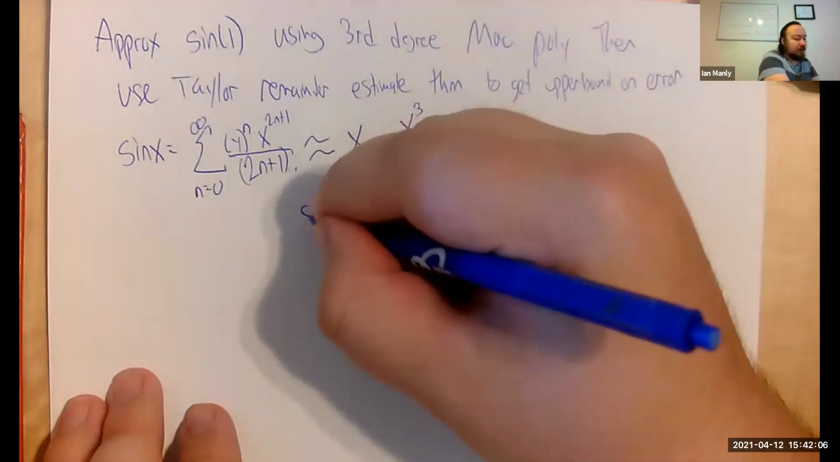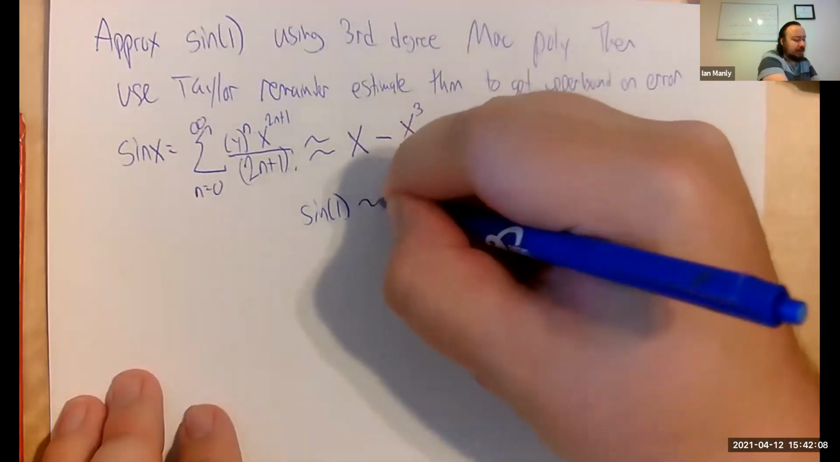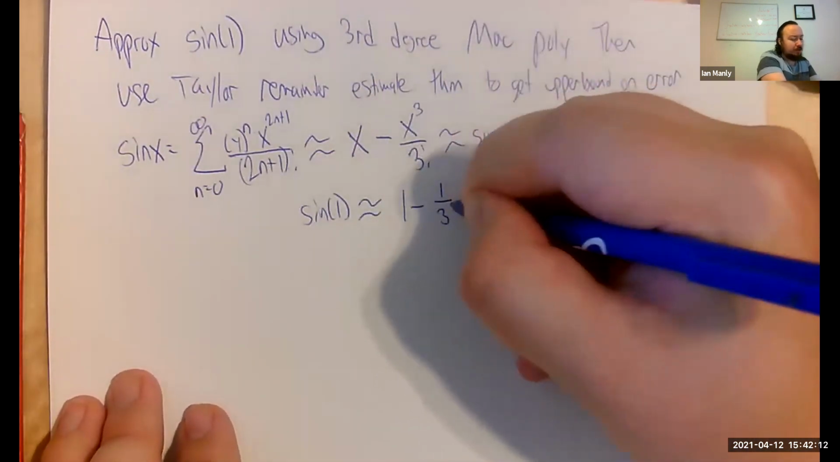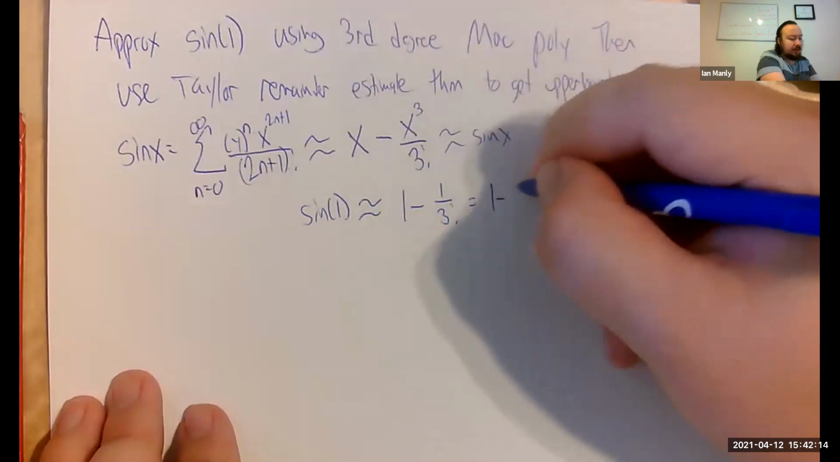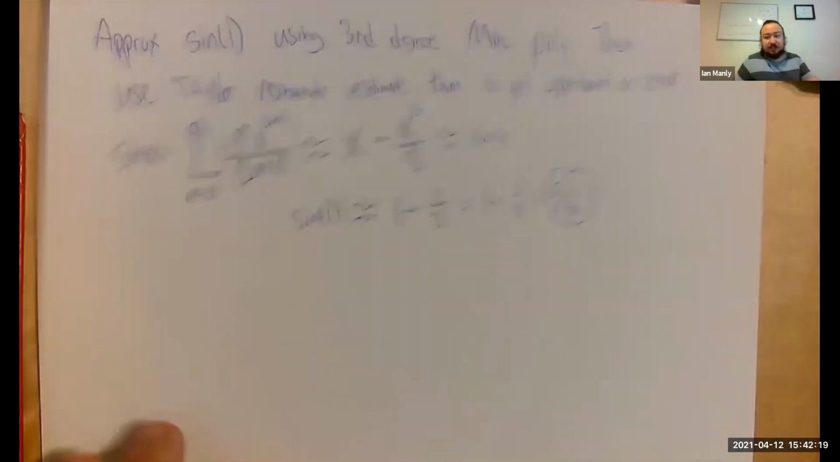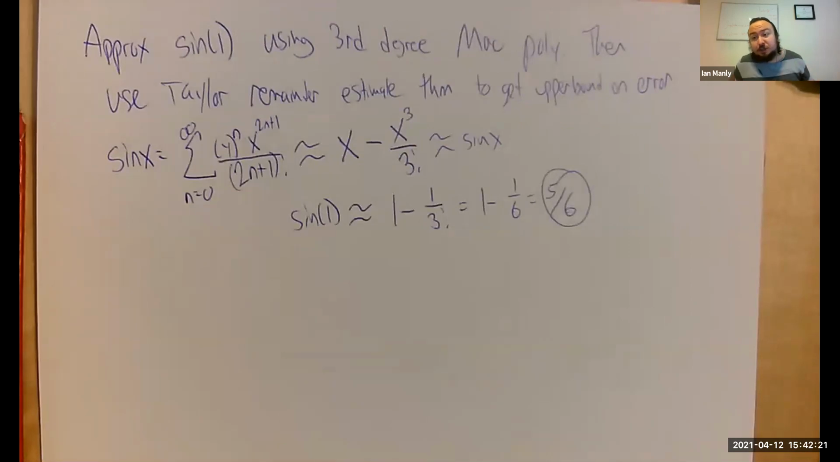So this means that if I want to figure out what sine of 1 is, that's going to be approximately equal to 1 minus 1 over 3 factorial, 1 minus 1 sixth, aka 5 sixths. So the approximation isn't too hard. The approximation is just going to be 5 sixths for sine of 1.